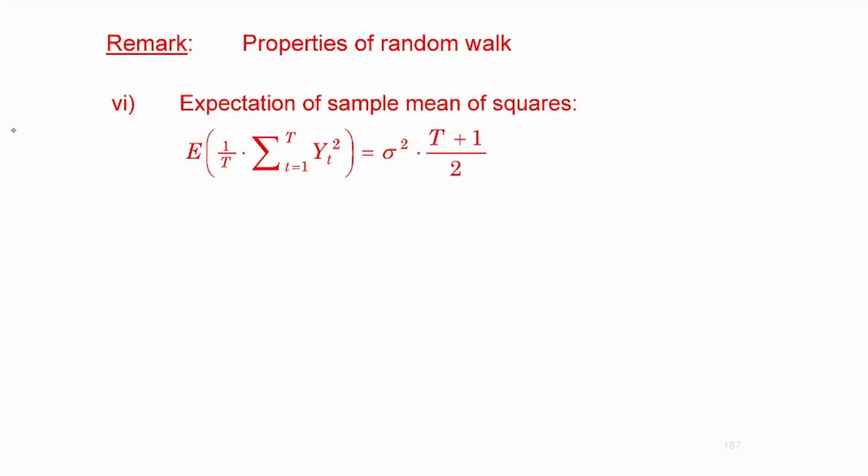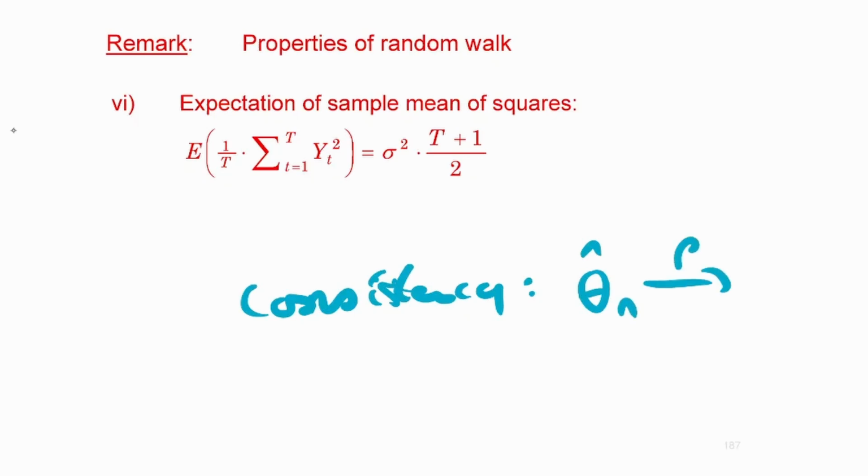You might remember what a consistent estimation is. An estimation is called consistent if the estimator converges in probability to its true parameter as the sample size increases. Okay, but if the sample mean of the squares does not converge in probability, which it doesn't, then there is no way to estimate the variance of a random walk by the sample variance. No way. That's what I'm going to summarize.